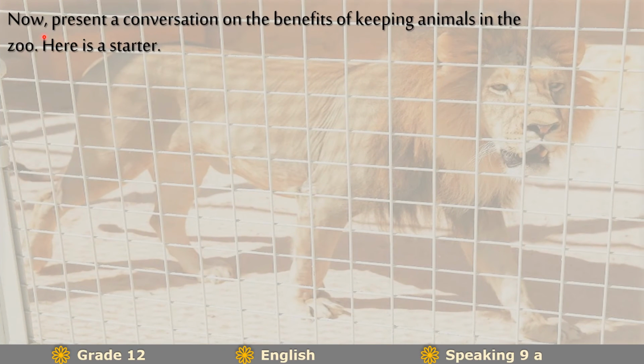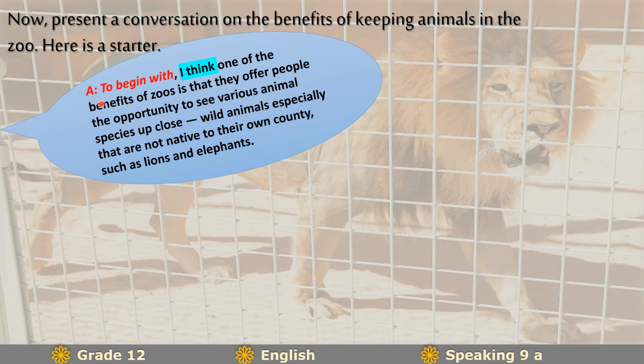And now it's your turn, my lovely students, to present a conversation on the benefits of keeping animals in the zoo. And here is a starter to facilitate your job. Let me read it for you. To begin with, I think one of the benefits of zoos is that they offer people the opportunity to see various animal species up close. Wild animals, especially those that are not native to their own country, such as lions and elephants.